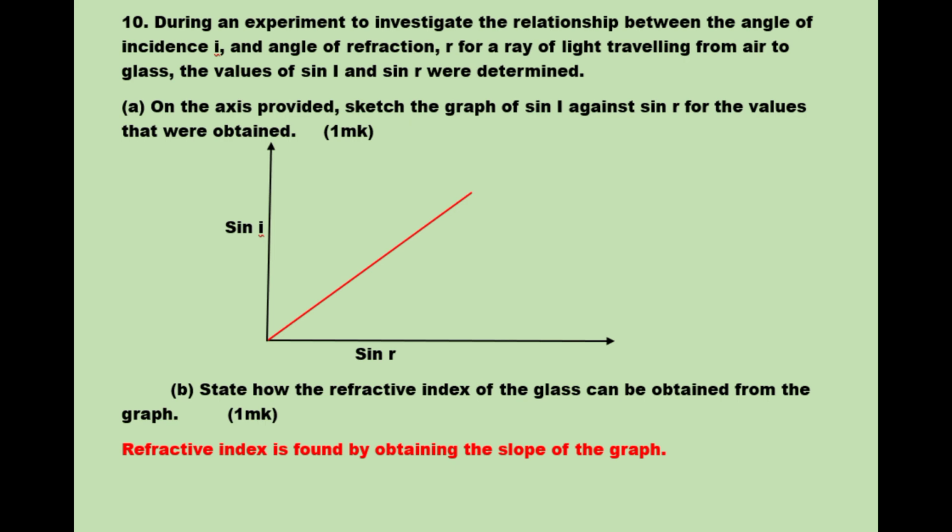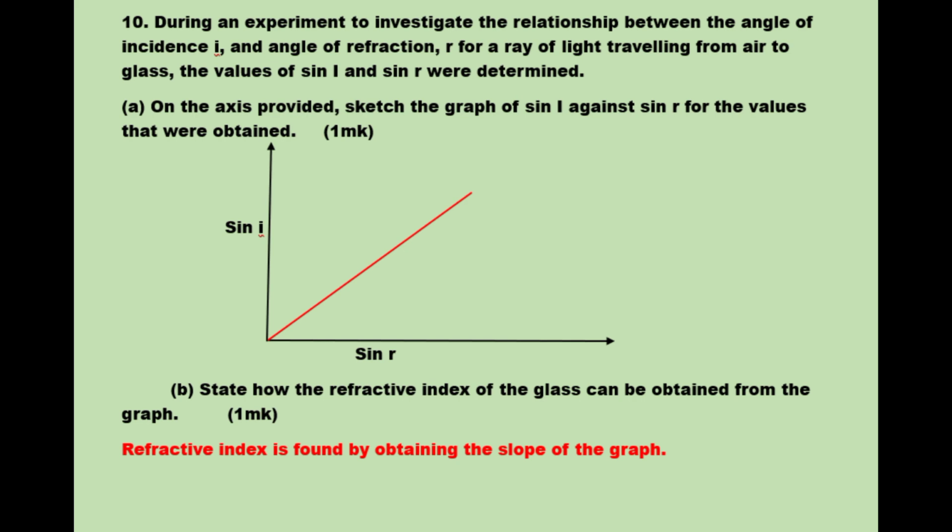So in that case, you realize that the ratio is always constant. That means the two are directly proportional. So the graph is a straight line with a positive gradient passing through the origin, as you can see.